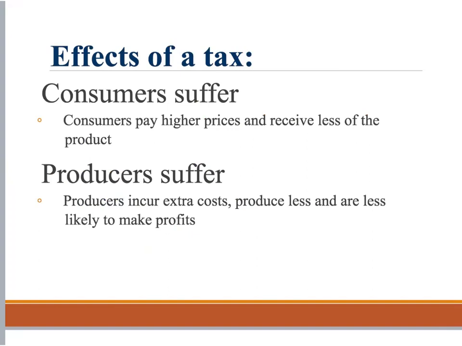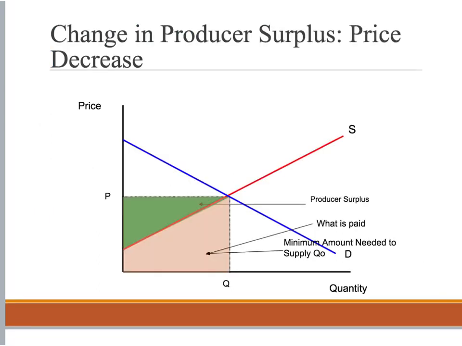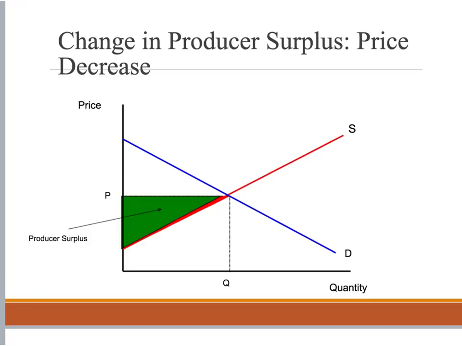Producers also suffer from a tax as producers incur extra cost, produce less, and are less likely to make profit. Here, in a free market situation, producers obtain maximum profit, known as producer surplus, when selling Q amounts of their product at P prices. Producer surplus, i.e. their profits, are represented by the green triangle, while a combination of the green and pink triangles form the revenue box. Don't forget the difference between revenue and profit. But let's just focus on how a tax impacts producer surplus for a moment.